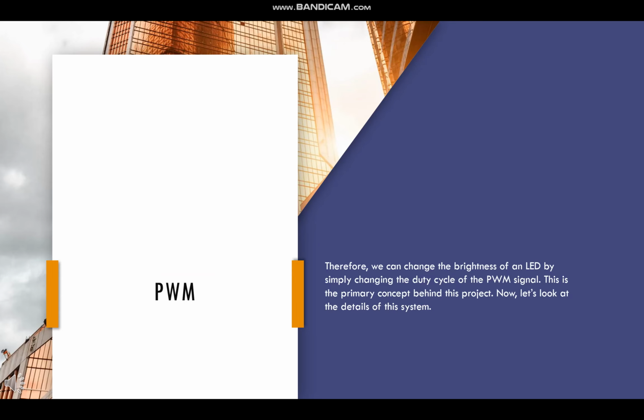Therefore, you can change the brightness of an LED by simply changing the duty cycle of the PWM signal. This is the primary concept behind this project. Now let's look at the details of the system.